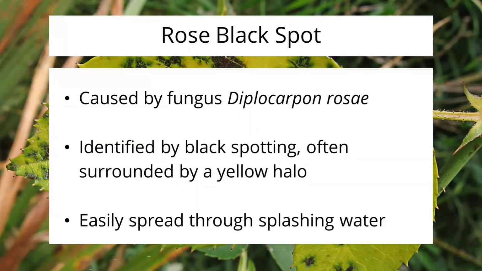Rose black spot is caused by a fungus called Diplocarpon rosae. It's identified because of the black spotting it leaves, thus the name, but it also can be surrounded by a yellow halo, which is a very common effect in a lot of different fungal diseases. You can find this across many of them that strike many different plants. And unfortunately, rose black spot spreads very easily because of splashing water. And this is going to be the number one way that you find a lot of fungal diseases can spread, is through the splashing of water when you water from overhead.